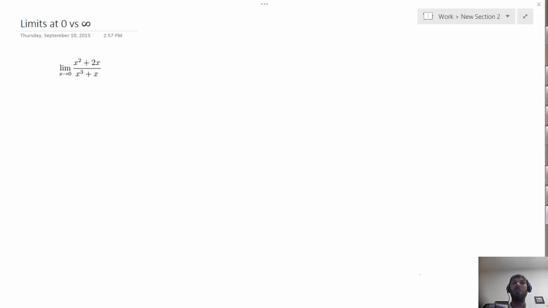Many people incorrectly computed the limit as x goes to 0 of this ratio of two polynomials here. Now, the reason why many people miscomputed this limit is because they were taking at face value a rule we talked about and applying it in a situation where it doesn't really apply.